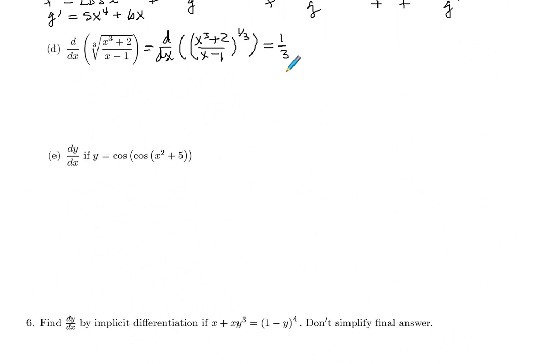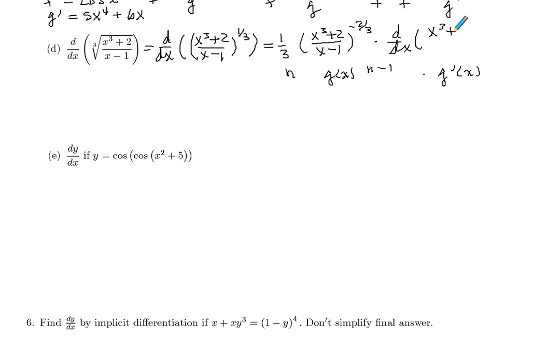Okay, so what I'm doing here is n times g of x to the n minus 1 power, times g prime of x, the derivative of the inside. So the n is 1/3. So 1/3 comes down, the inside function stays the same, (x cubed plus 2) over (x minus 1). And then subtract 1 from your exponent, so 1/3 minus 1 is negative 2/3, and then times the derivative with respect to x of that inside function, (x cubed plus 2) over (x minus 1).